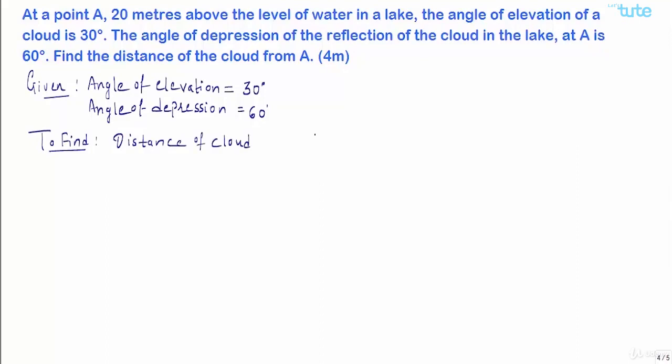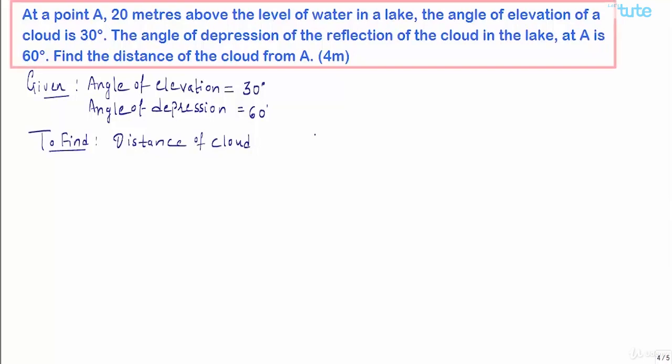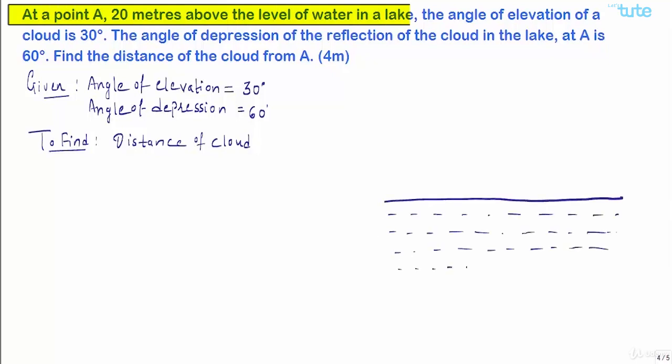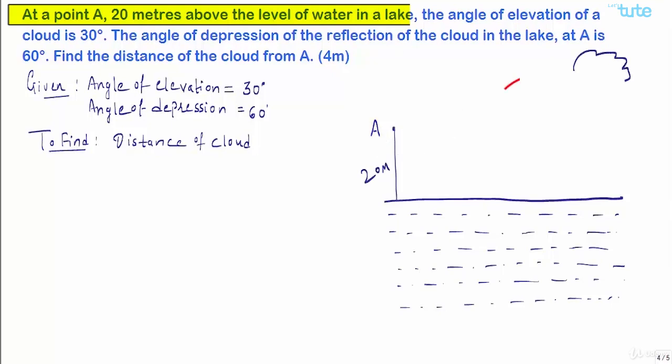Now the main challenging task is to draw a valid diagram. But if we have understood the question well, then it's very simple to draw. We will read the question and will slowly build the diagram. The first line is, at a point A, 20 meters above the level of water in a lake. So suppose this line defines the level of water in the lake. This is the point A, which is at 20 meters distance, and this is the cloud.